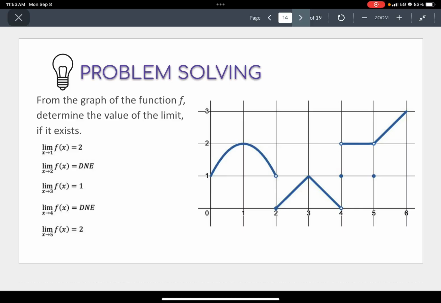So from the left, we're approaching 1. From the right, we're approaching 0. Because those are two different values, we say the limit does not exist.